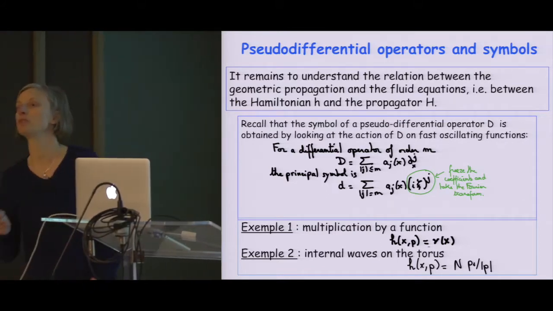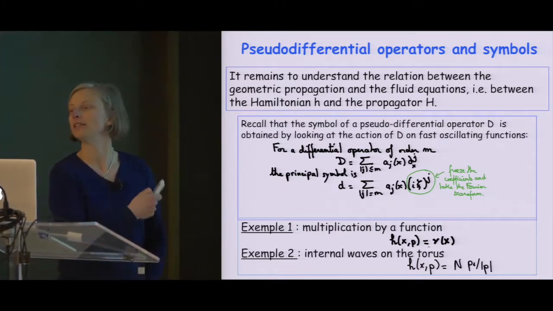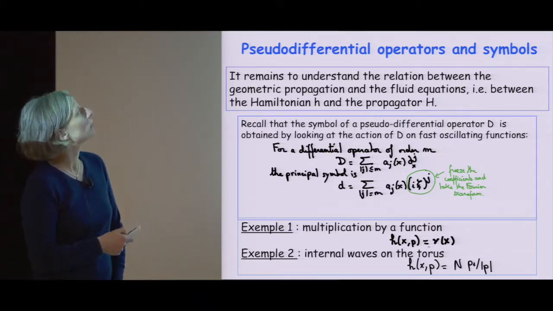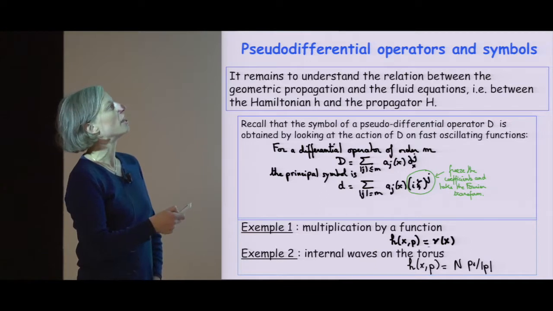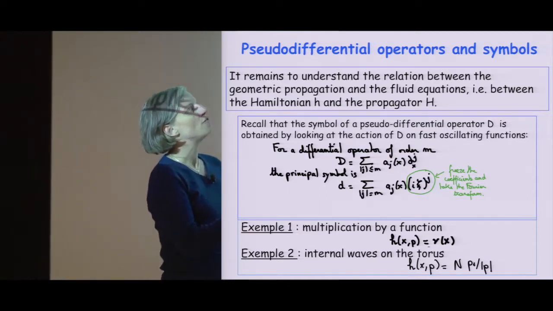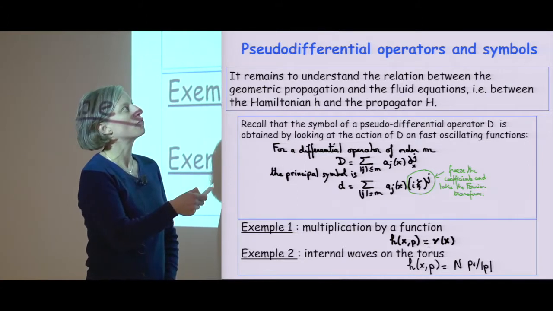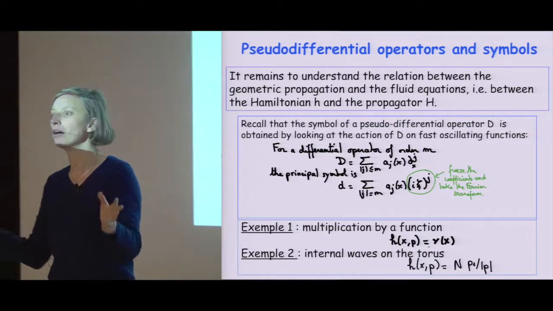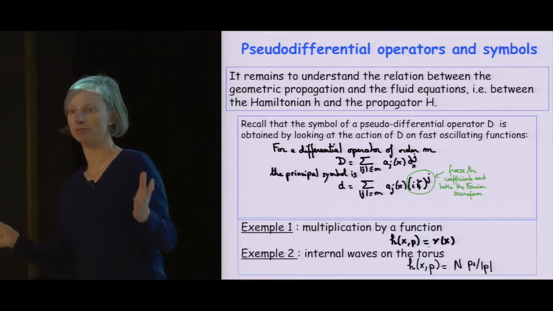This is probably something that you know, even though you don't know that it's called a symbol. So assume that here you have a differential operator of order m of this form. This is just the sum of different coefficients, which depend on x, so which are functions, times the derivative of order j with respect to x. So this is a very general differential operator, okay?